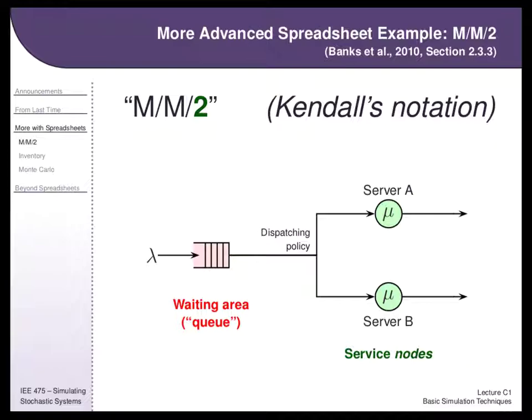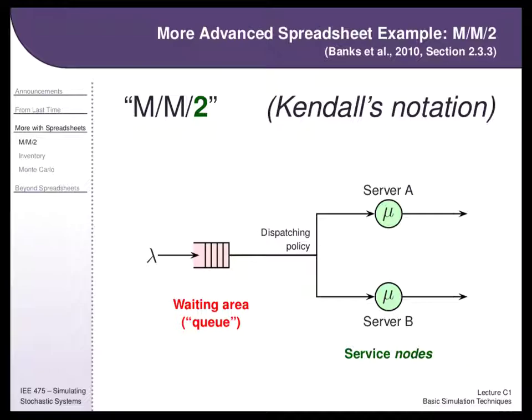But we've got to walk before we can run, so let's walk through these spreadsheets. This is the model I'll start with. If you're not familiar with this notation, it basically says I have exponentially distributed inter-arrival times coming in to 2 servers, and there is some dispatching policy as to who goes to what server when they're busy.